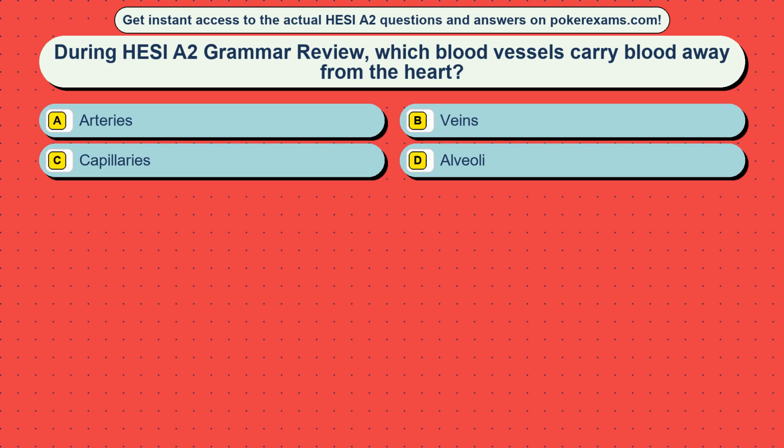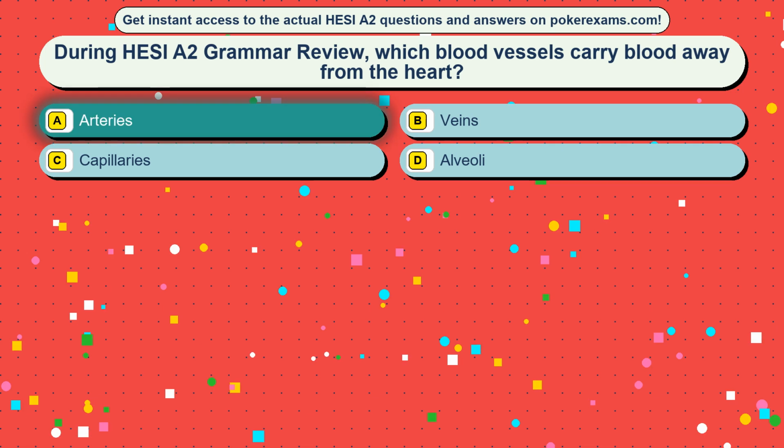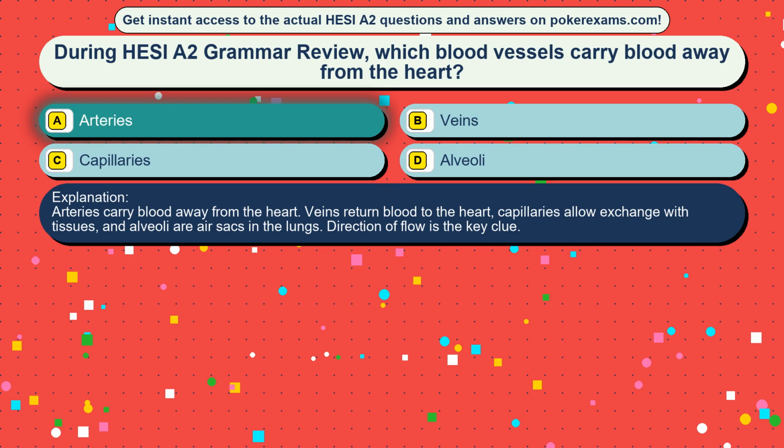Option A, arteries. Option B, veins. Option C, capillaries. Option D, alveoli. The correct answer is option A, arteries. Arteries carry blood away from the heart.